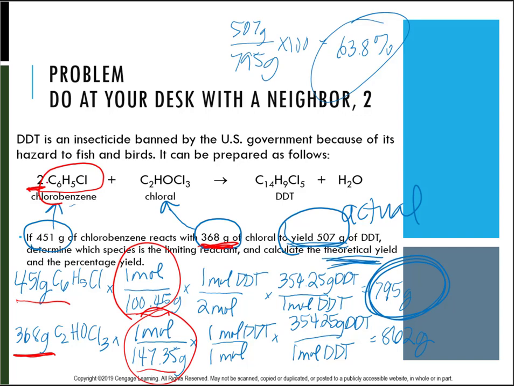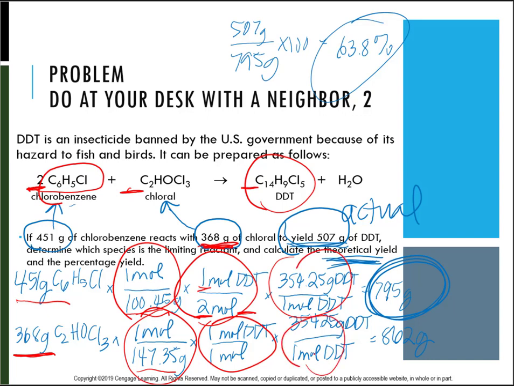Then I looked at my mole to mole ratio. So my first one, my chlorobenzene, was 2 moles of chlorobenzene to 1 mole of DDT. And my chloral to DDT was a 1-to-1 ratio. And then I found the molar mass of DDT, 14 carbons, 9 H's, and 5 chlorines. I got 354.5 grams. So moles to grams. I got 795 grams for my first reactant, 862 grams, which we know we can't make more than what this allows us to. So we were told our actual, which is 507, this is our actual, divided by our theoretical, which would be what we got stoichiometry-wise, times 100, I got 63.8%.